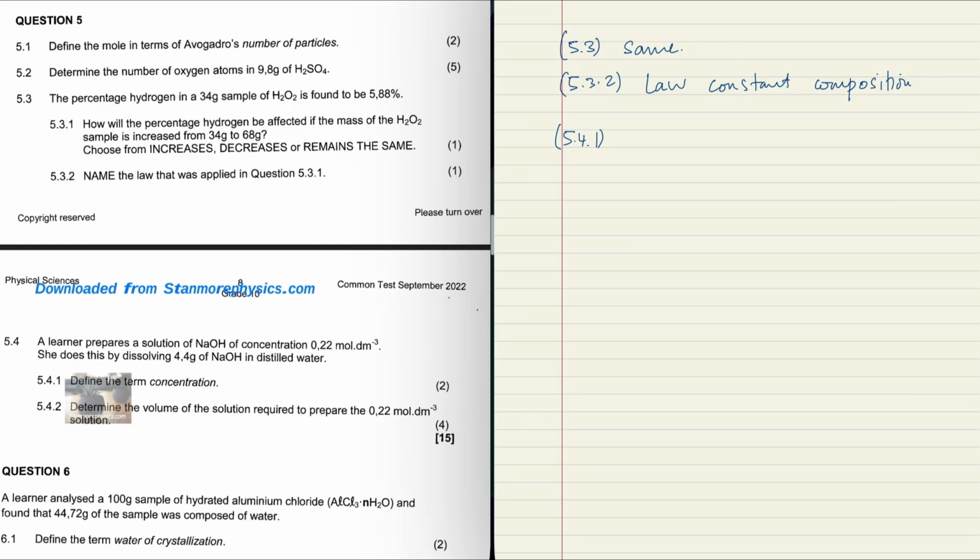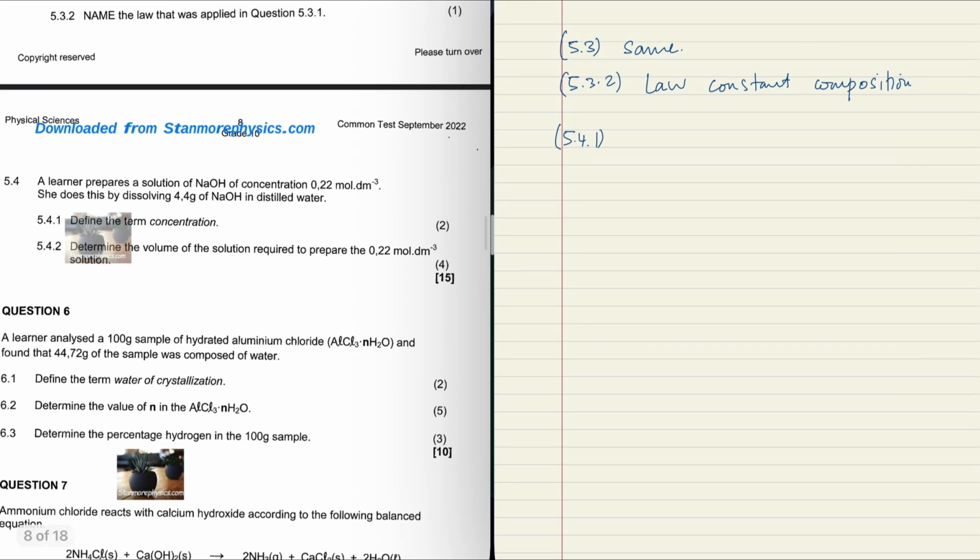Question 5.4.1. A learner prepares a solution of NaOH of concentration 0.22 moles per dm cubed. She does this by dissolving 4.4 grams of NaOH in distilled water. Define concentration, leave that out. 5.4.2, determine the volume of the solution required to prepare the 0.22 moles per dm cubed solution. So we can use the formula, and this is a shortcut. Concentration is equal to mass divided by molar mass times volume. This shortcut lets us solve it in one step as opposed to doing multiple steps.